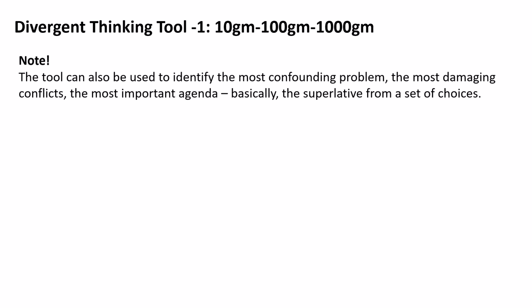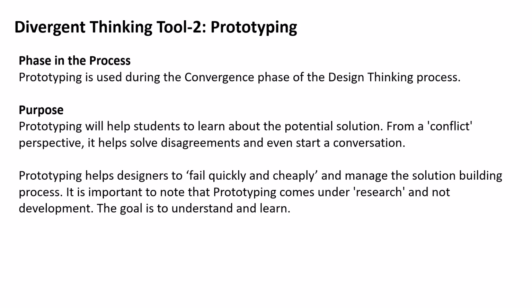So note, this tool can be used to identify the most confounding problem, the most damaging conflicts, the most urgent, basically the superiority from the set of choices. So the second tool in convergent thinking is prototyping. So the phases in the process. This prototyping is used during the convergence phase of the design thinking process.